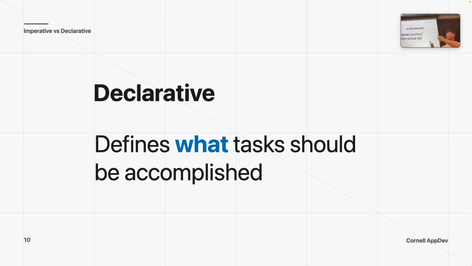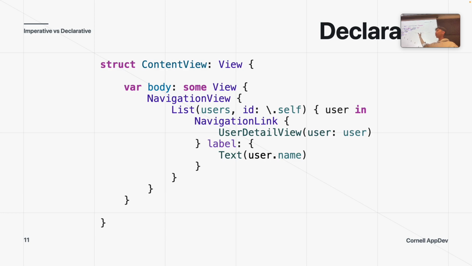So let's shift this into the declarative approach. Now, declarative means you're defining what task should be accomplished. So it's okay if you're not familiar with SwiftUI code yet, but this right here is SwiftUI. So all of that code that I showed earlier, this is how you would write it in SwiftUI, right? So instead of telling it how to do things, instead of setting the properties equal to some value, what I'm doing is I'm saying, give me this list, give me this navigation link, give me this navigation view, right? I'm telling it what to do. I don't care how it's done, I'm telling it what to do.